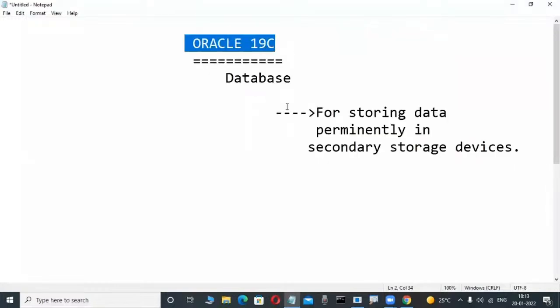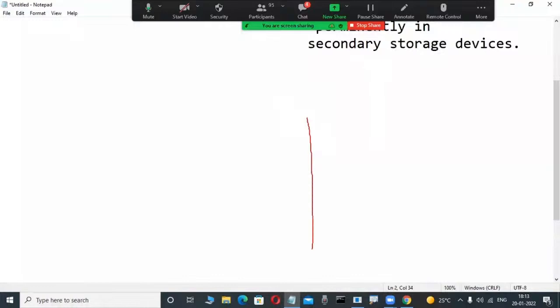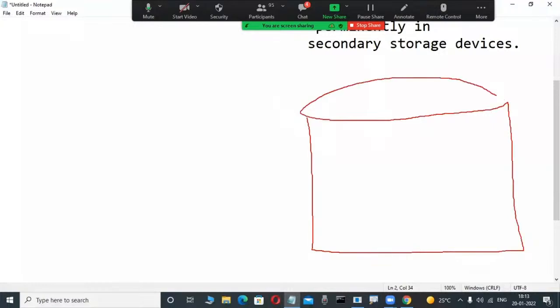Concentrate here, very important. Suppose I'm a first-time newcomer. How am I thinking? Maybe the database is nothing. Suppose I'm installing Oracle software, which is one of the database software. Whenever I install Oracle software into my system, automatically some place is created in the hard disk. Maybe this place is called a database. Many people are thinking like that.